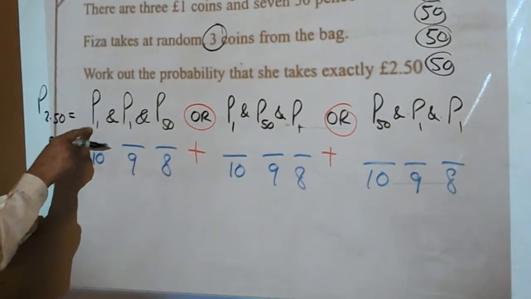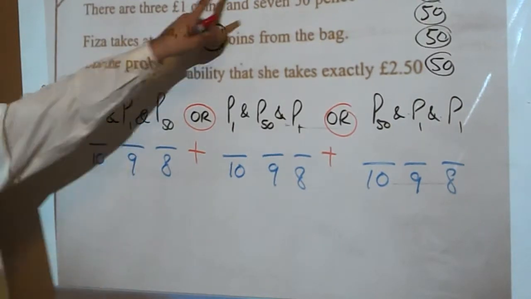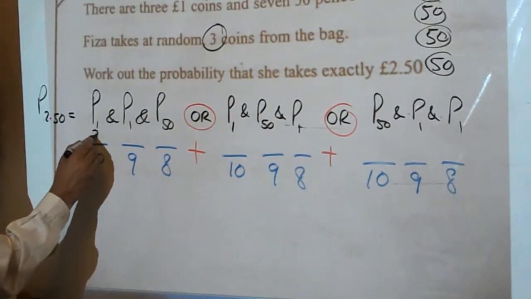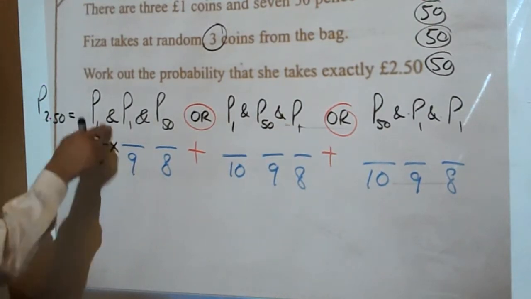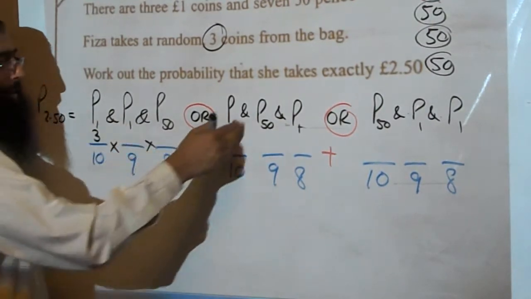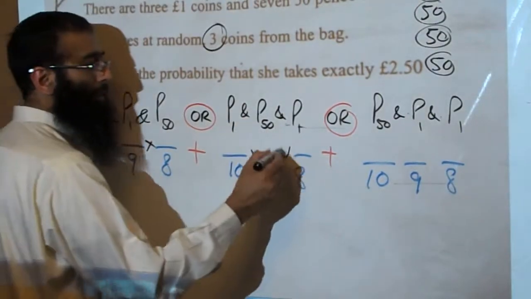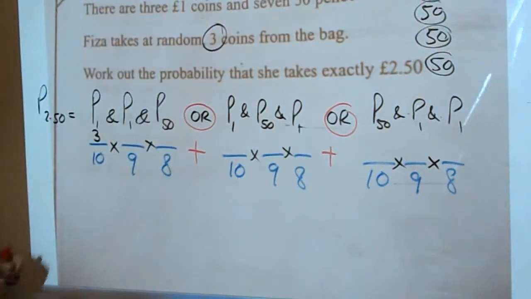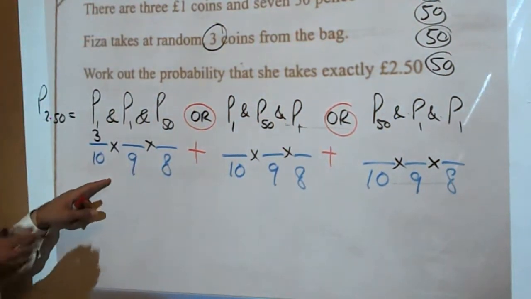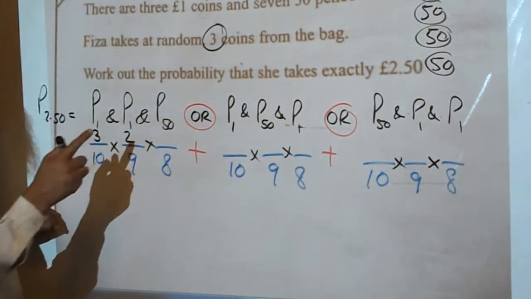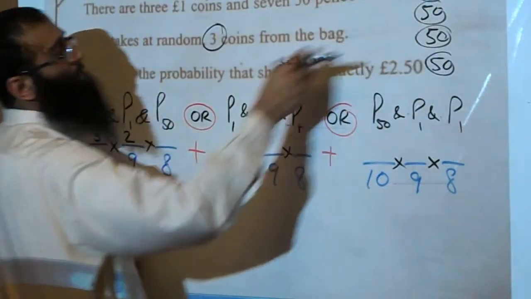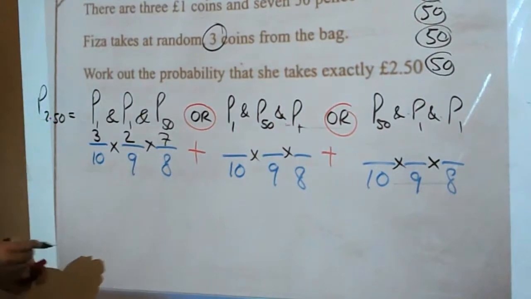What's the probability of getting a £1? How many £1 coins do I have? 3. So I've got 3 chances of getting a £1. And means times. What's the probability of getting another £1 out? 2. Probability of getting the first 50p out? Now how many 50p's do you have? 7.